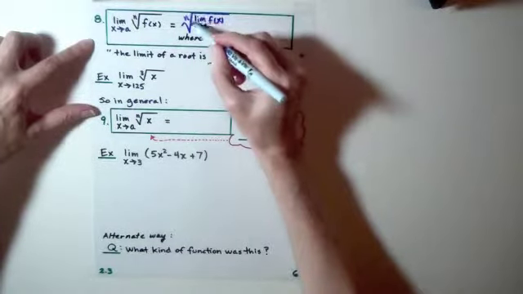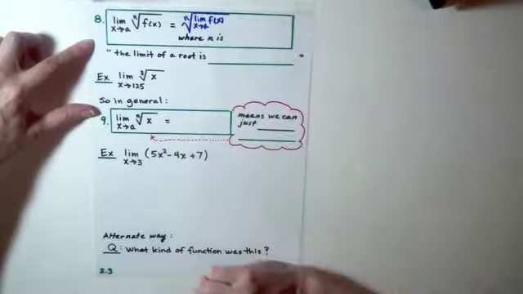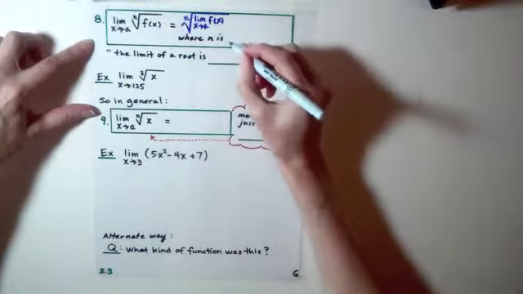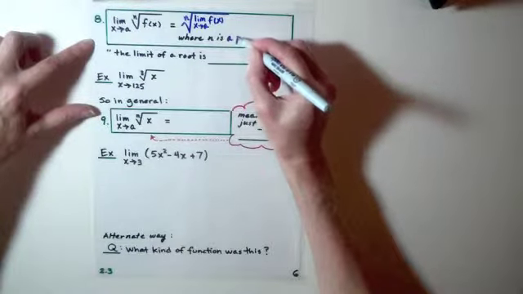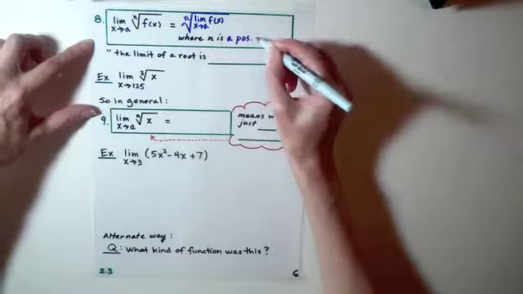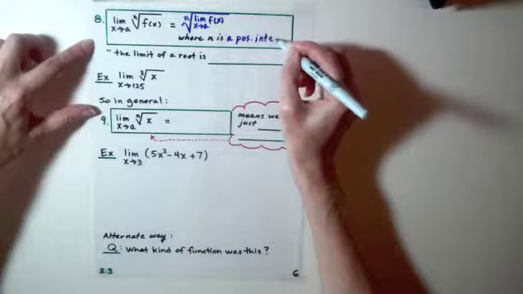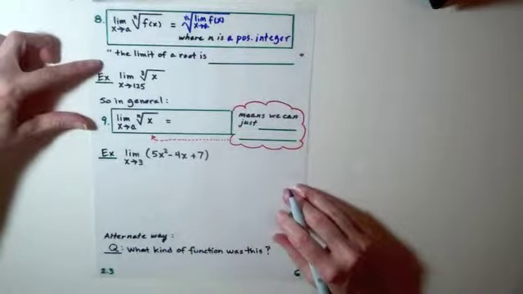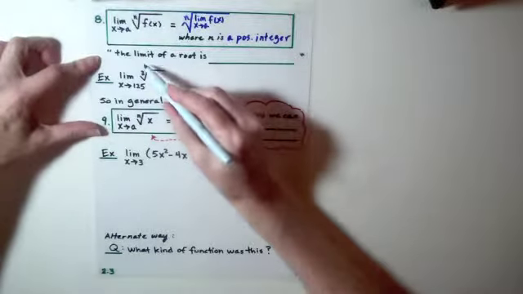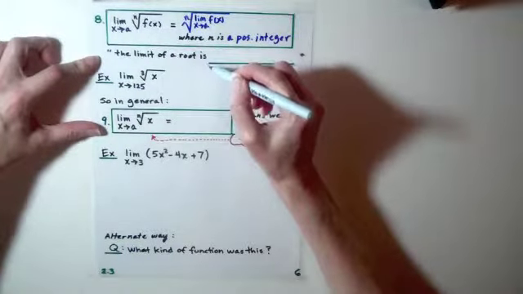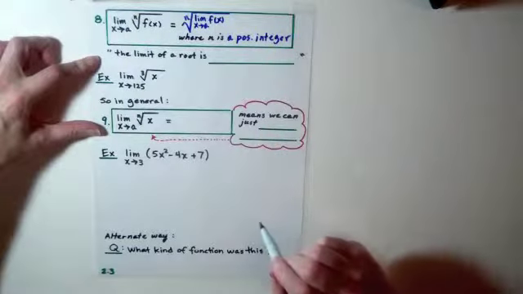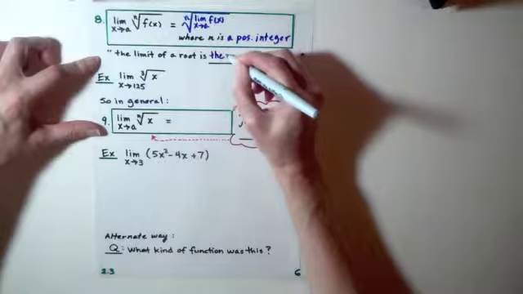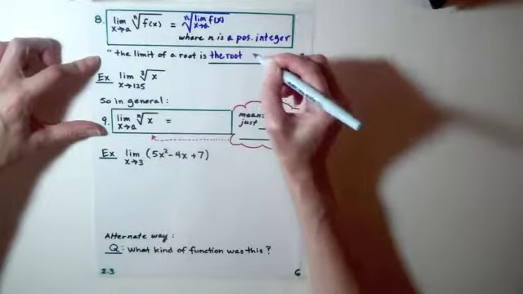And remember that the little index here, the n, is the root that we are taking. And again, we will say where n is a positive integer. And this is called the root law of limits. It says that the limit of a root is, you can probably fill in the rest, the root of the limit.